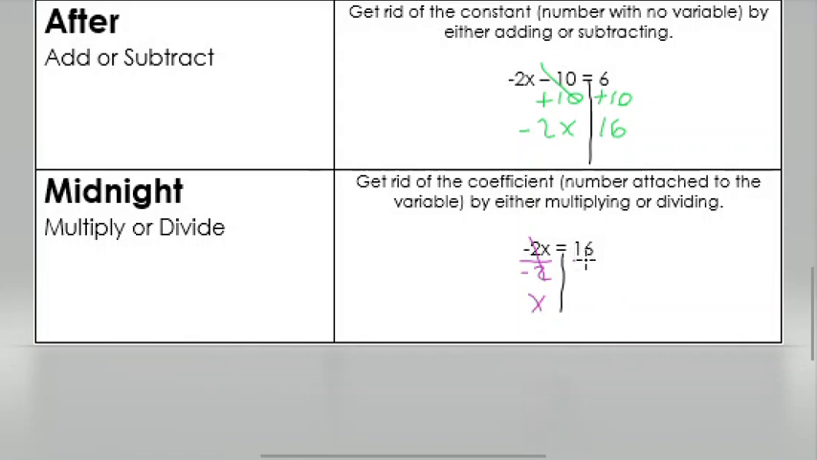And whatever I do to one side, I have to do to the other side. So I'm going to do 16 divided by negative 2. And 16 divided by negative 2 is negative 8. And now that's my final answer. I got that x all by itself.